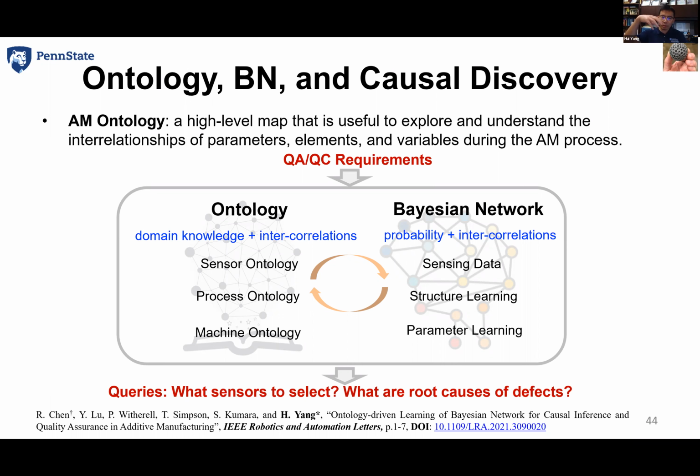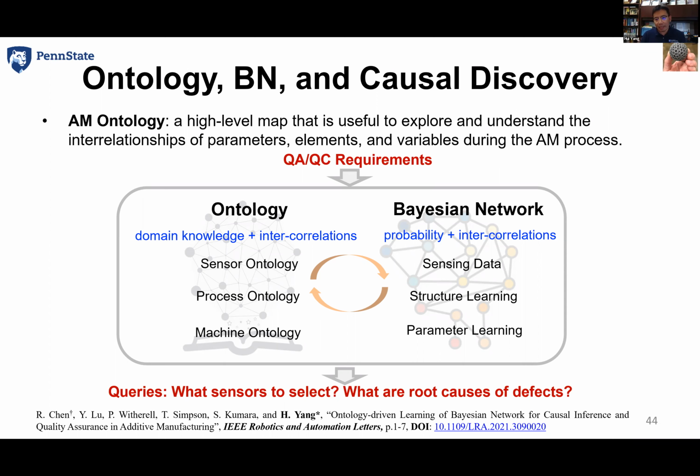So you have the QA. QA stands for quality assurance, QC is quality control. So QA, QC requirements. Every user has QA, QC requirements. Then we look at the ontology of the AM machine. Ontology represents what engineers know about the process. That is domain knowledge and also intercorrelations. We have sensor ontology: what kind of sensors to choose to sense a particular phenomenon? We also have machine and process ontology. That is domain knowledge.